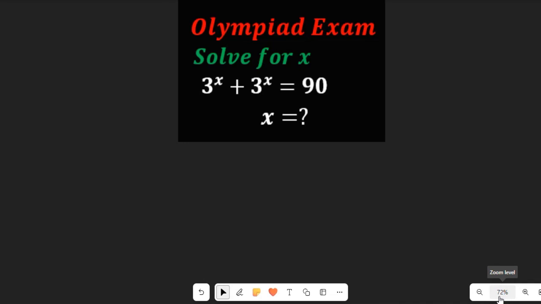Let's see how we can solve for the value of x in this nice Olympiad exam question. We're given 3 to the power of x plus 3 to the power of x equal to 90.